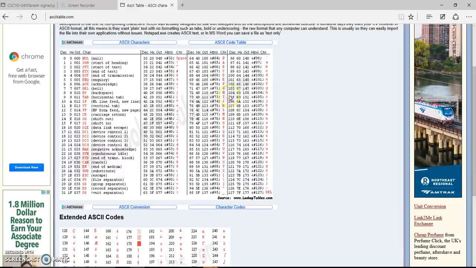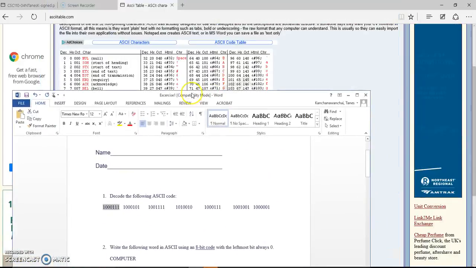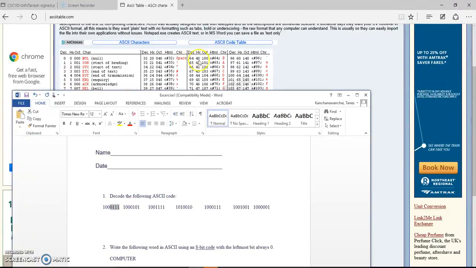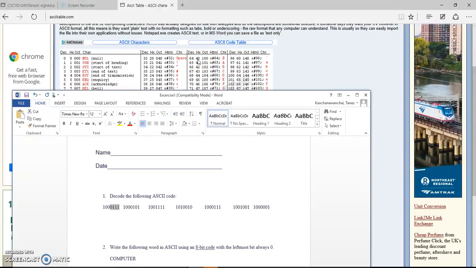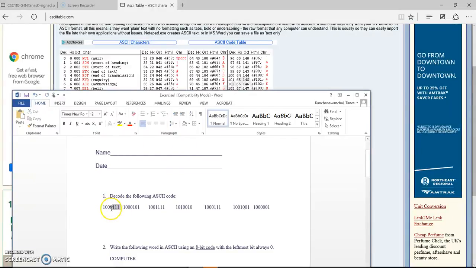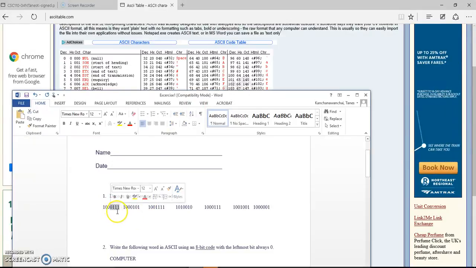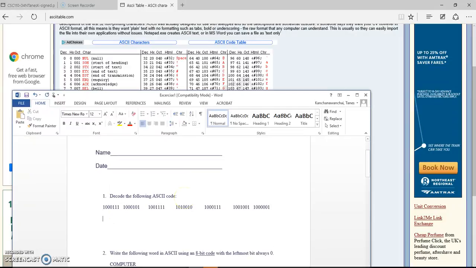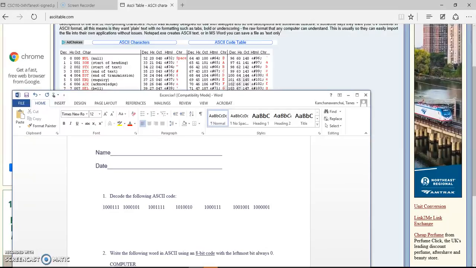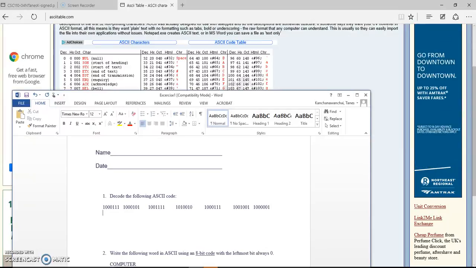You may see that this binary is not showing on the table. You probably have to convert this to either decimal or hexadecimal, whichever way you prefer. The easiest way is to convert to hexadecimal. So 0111 in hexadecimal is going to be, let's start by looking at this: this is 7 bits, right? So this is going to be 0100 and 0111.